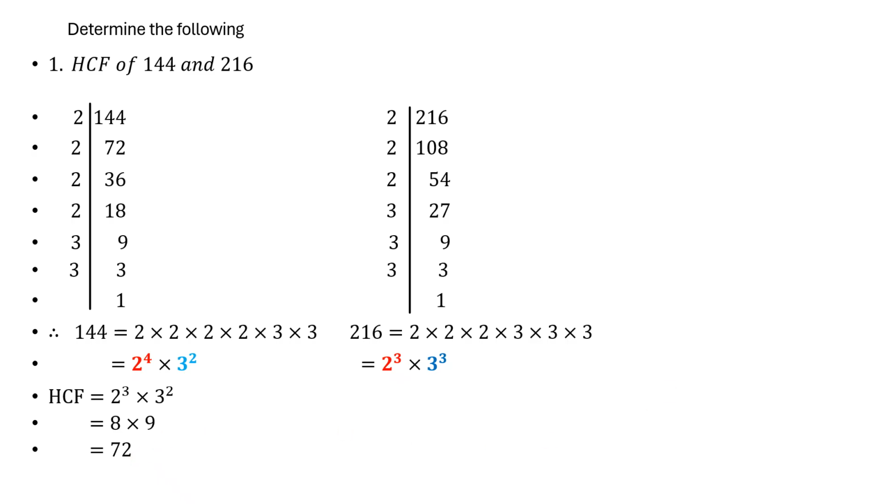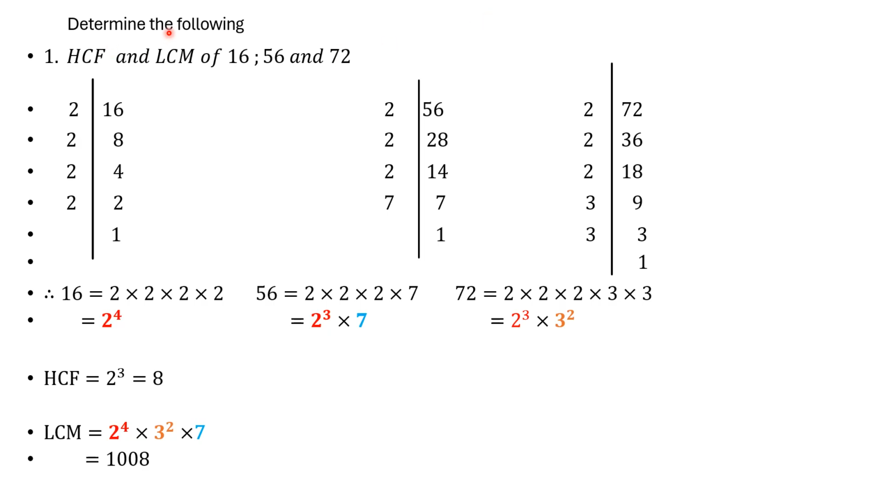Right, now let's look at highest common factor and lowest common multiple. Now determine the following: highest common factor and lowest common multiple of 16, 56, and 72. First going to get their prime factors.